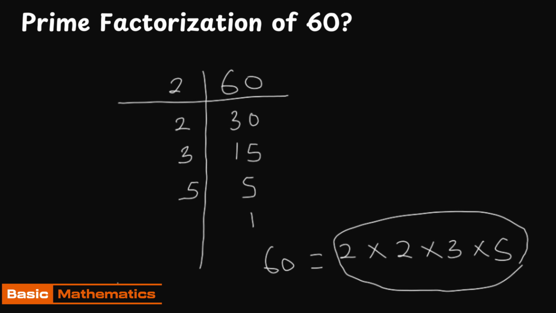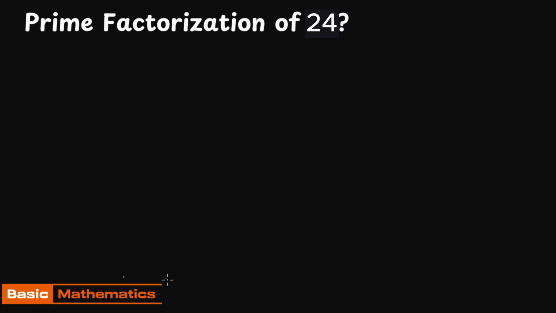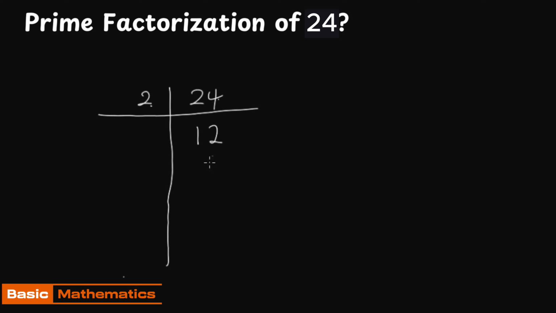Let's take one more. What is the prime factorization for 24? Again, we draw a line, cross it, and write 24. Again, we start with 2. 2 into 24 is 12. We can still use 2. So 2 into 12 will give us 6. We can still use 2. 2 into 6 will give us 3.